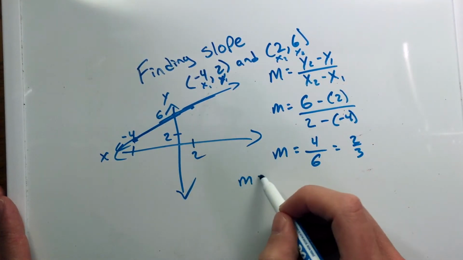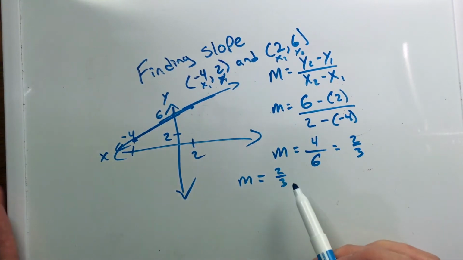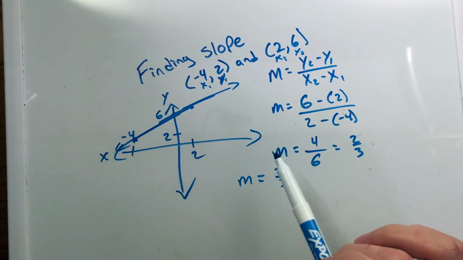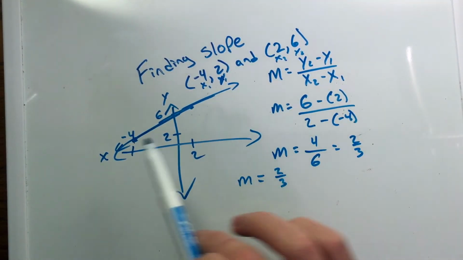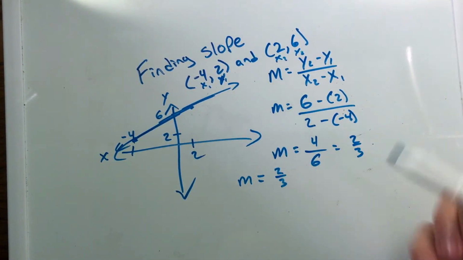So my slope of this line is 2/3, and remember, it's a positive slope. It's a positive 2/3 because when we're reading from left to right, like in English, that's what we're going to do with the graphs here. We're reading from the left to the right. It's increasing, it's going up, so it's always going to be a positive slope.